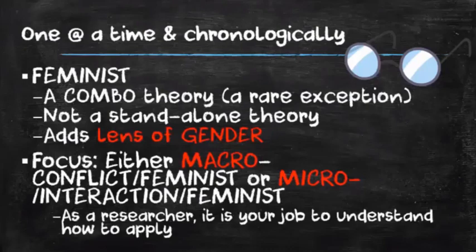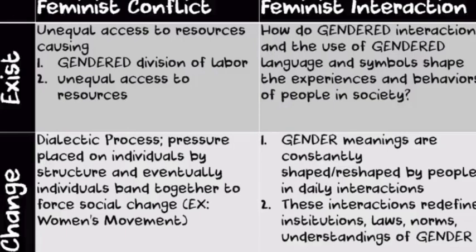So let me show you this on a chart to see if it becomes a little clearer for you. All right, if we're using feminist conflict or macro level perspective, the answer to the first question, how do we exist? We exist unequally because we have a gendered division of labor in society. So we have unequal access to social resources such as jobs, money, power, control, authority, all of those things. How do we change? We still change by the dialectic process. So there's no difference there when we're using feminist theory at the macro level in the answers to those two key questions, except that for our particular research project, we're going to examine things through the lens of gender.